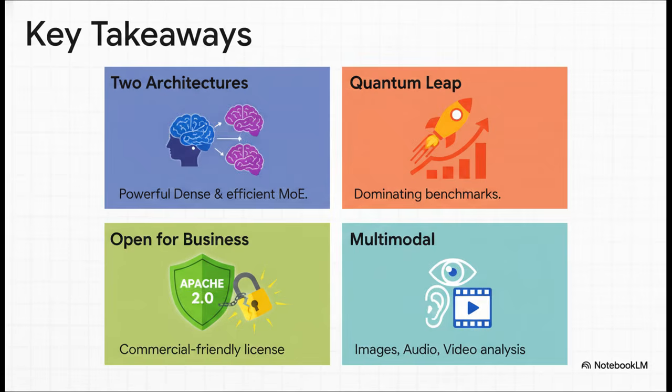So let's just recap the big takeaways here. First, you've got two killer architectures, the powerful dense models and the super efficient mixture of experts. Second, the performance isn't just an improvement, it's a quantum leap forward in reasoning, math, and code. Third, that Apache 2.0 license is huge. It means it's really truly open for business. And finally, it's multimodal and easy to get your hands on, ready for you to start building.